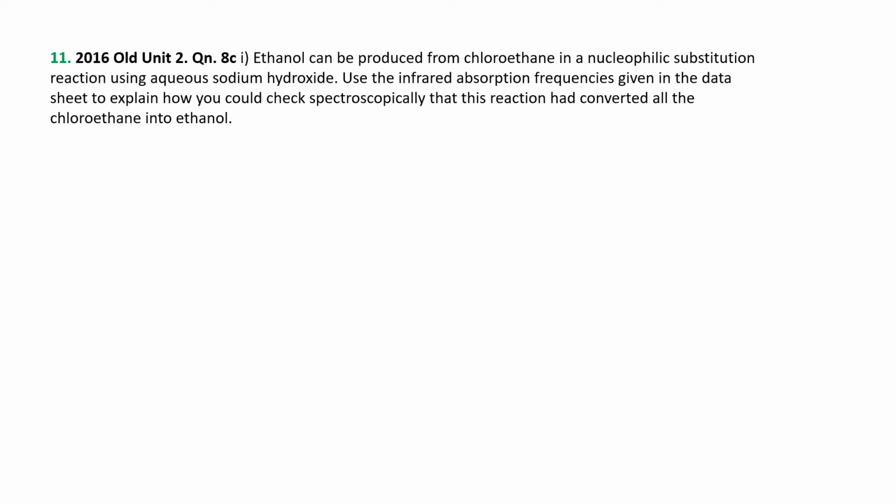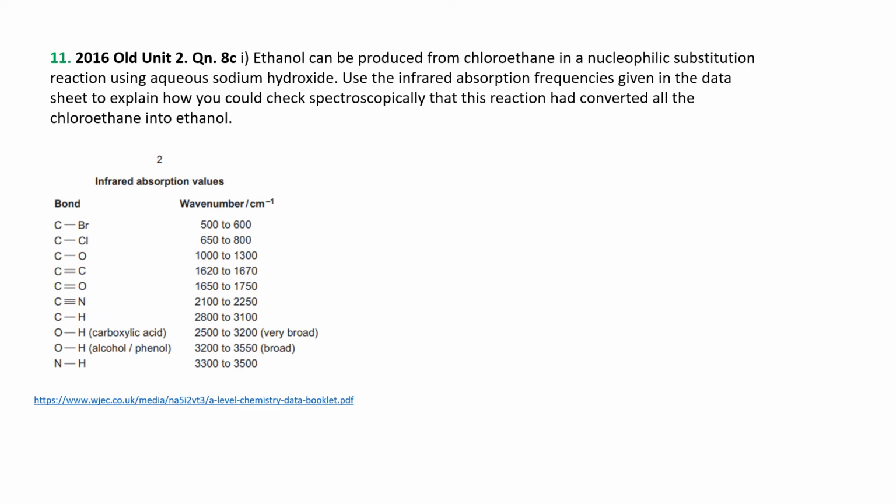So now moving to infrared. Ethanol can be produced from chloroethane in nucleophilic substitution using aqueous sodium hydroxide. Use the infrared absorption frequencies given in the data sheet, well there we are, taken from the data sheet, to explain how you could check spectroscopically the reaction that converted all the chloroethane into ethanol.